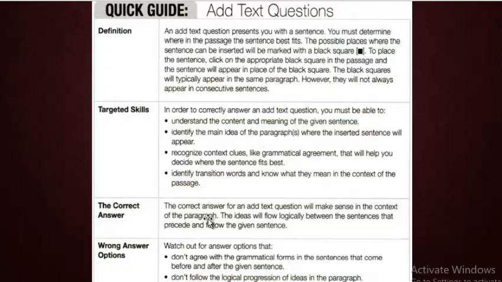The correct answer. How do you know the correct answer? The correct answer for an add text question will make sense in the context of the paragraph. The ideas will flow logically between the sentences that precede and follow the given sentence. You place the sentence where it has a connection both with the previous sentence and with the sentence that comes after it.